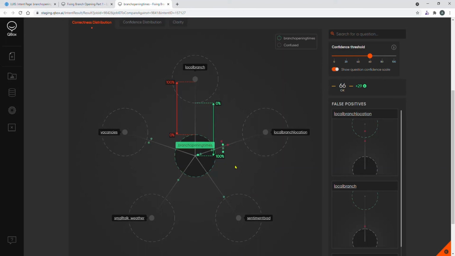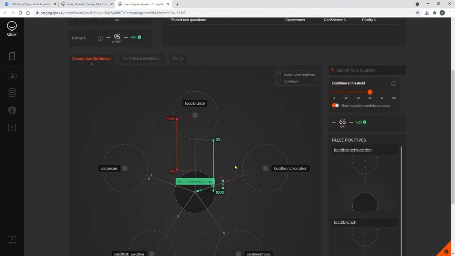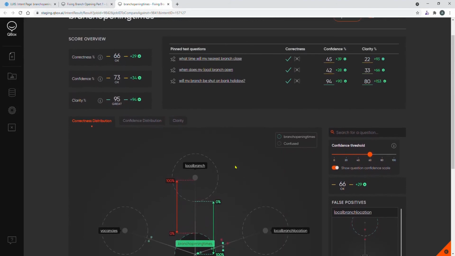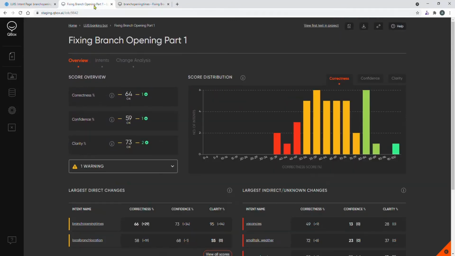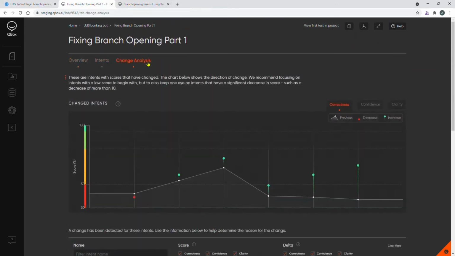Next in my validation process is to check to see what the changes I made have had on the model overall. So I need to go back to the overview page and then into the change analysis.